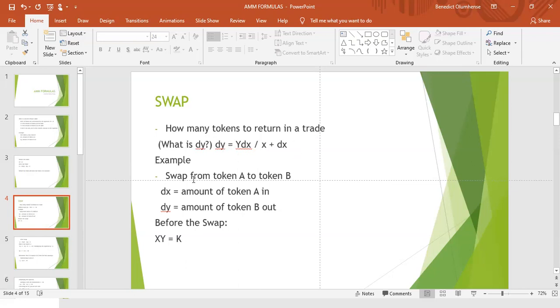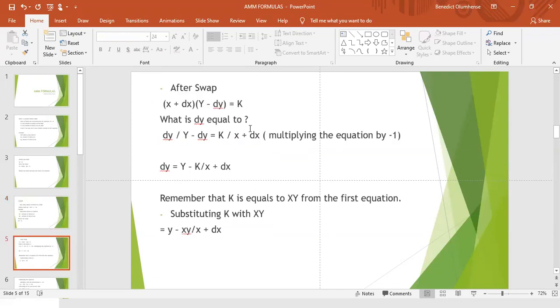So we swap from token A to token B. dx is the amount of token A in, and dy is the amount of token B out. Again, before the swap, x multiplied by y is equal to k, which is the equation before the swap. Now, after the swap, we have x plus dx multiplied by y minus dy is equal to k.